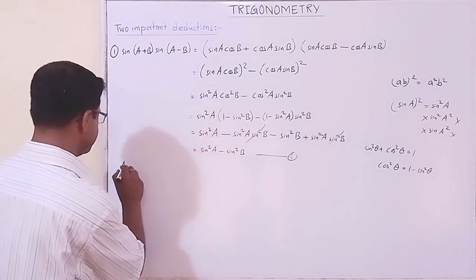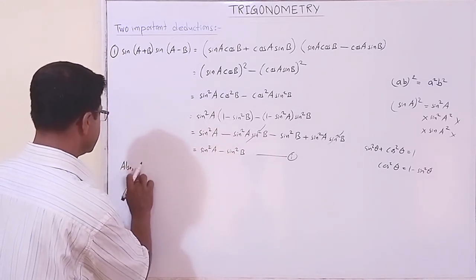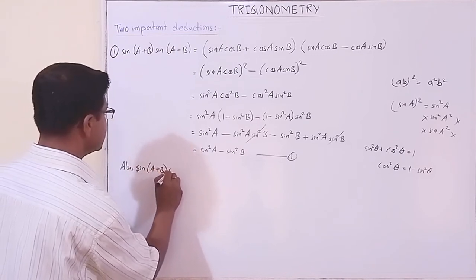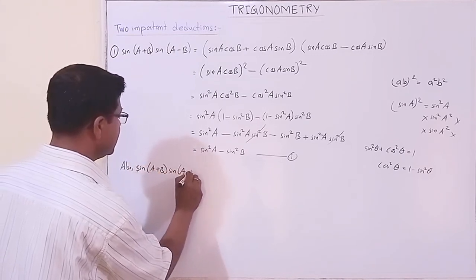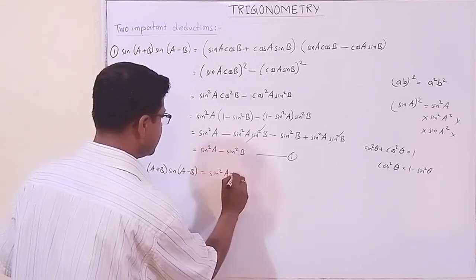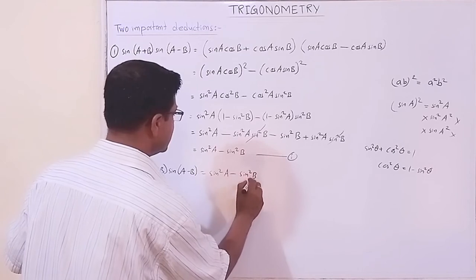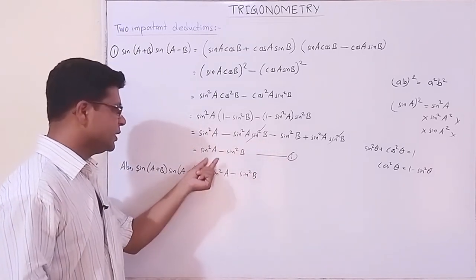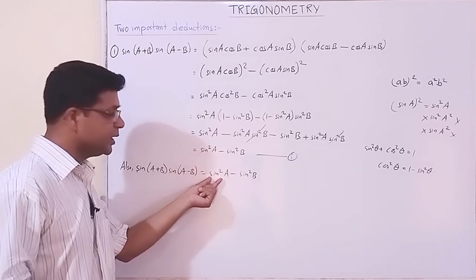Also, this sine of a plus b sine of a minus b, what we have got just now, we have got from here sine square a minus sine square b. Now we want to get a relation in terms of cos.